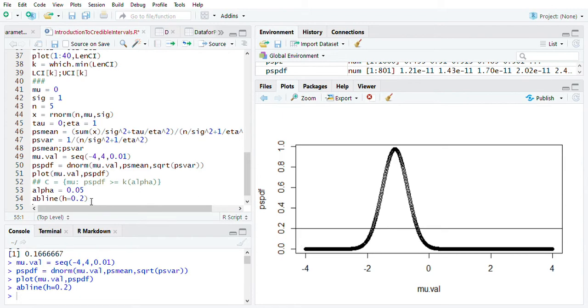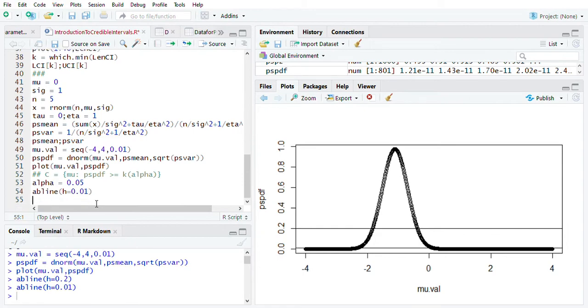So suppose the constant is 0.01. Let us see what will happen if I choose the constant as 0.01. Let us try to add a line, very close to 0. Now I do get a feeling that I may have a line here. Now how do I find these points of intersection here in R? What can be done is compare this constant k with the values which you have stored here, and then identify all those mu's for which the posterior PDF is at least k.